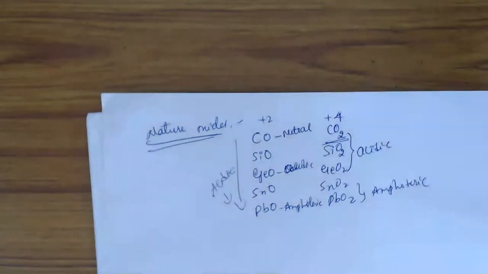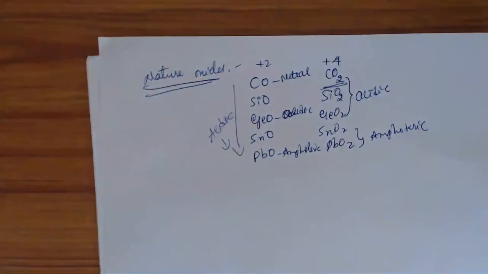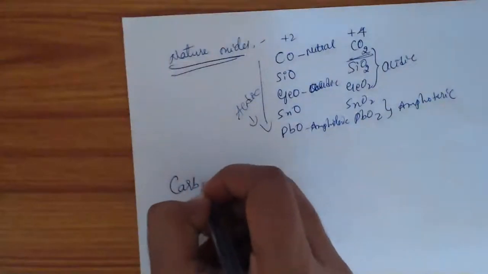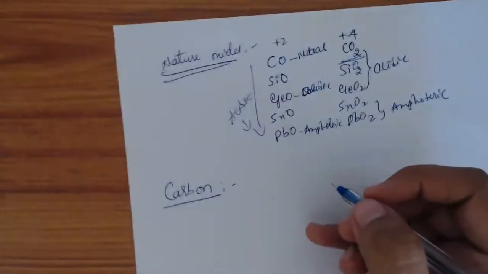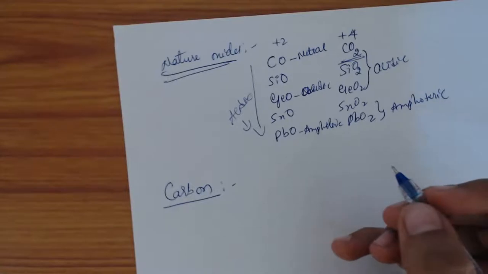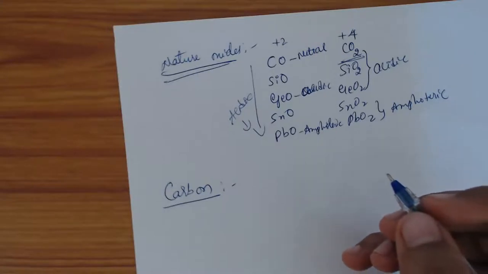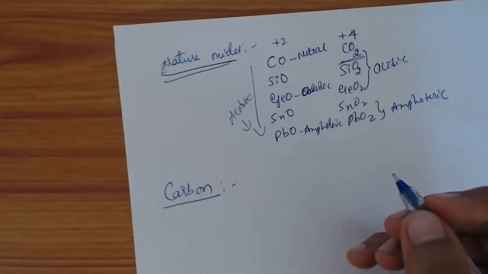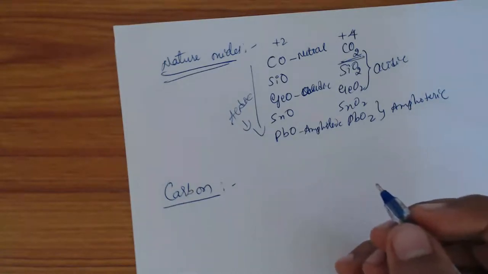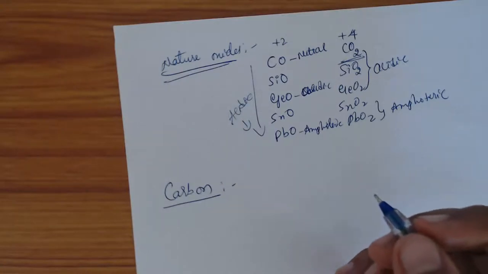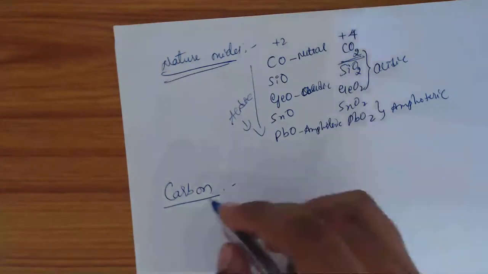Okay. Next, some important compounds of carbon and silicon. So I'll discuss the important compounds of carbon first. You know, carbon has its allotropic forms. So carbon can exist in the form of coal, the powdered amorphous form. In the crystalline form, it exists as graphite, fullerene and diamond. In diamond, sp3 hybridization is there. In graphite, sp2 hybridization is there. You may know very well about this, students. I won't take much time explaining the allotropic forms of carbon.